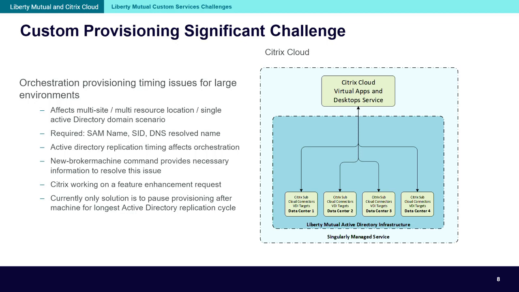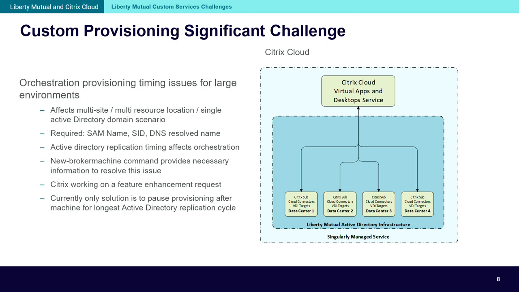Now, our AD replicates pretty quick. It didn't require much of a delay, but we had to put some orchestration changes so that there's a slight delay between when we bring the machine into Active Directory and then when we try adding the machine to the machine catalog in Citrix Cloud, because Citrix Cloud could do the lookup on a cloud connector that's in the wrong data center. Again, we do have a change request in on this one.